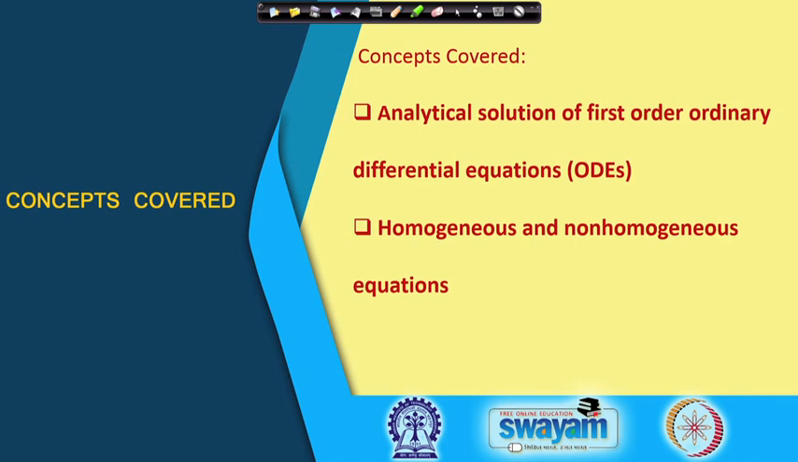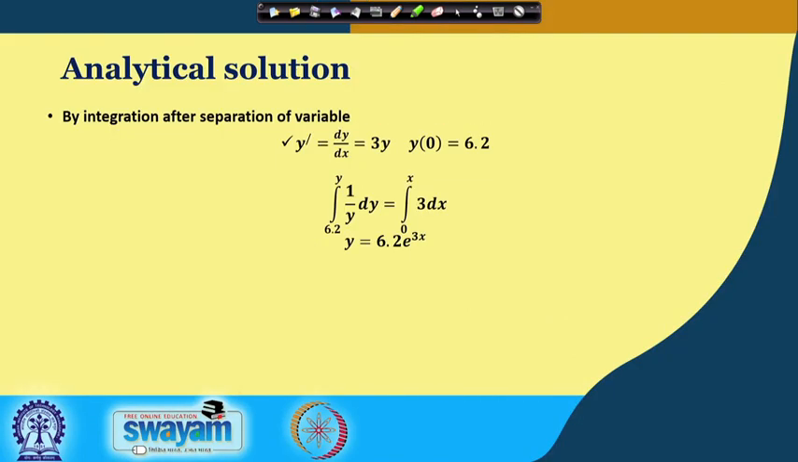And then we shall also look into the type of the equations. One type is the homogeneous and non-homogeneous equations. You will find that there are various types of mathematical equations, and depending on the type of the equation, different types of solution strategies are adopted. So first let us go with the simplest case, in which the solution may be obtained by simple integration after we separate the variables.